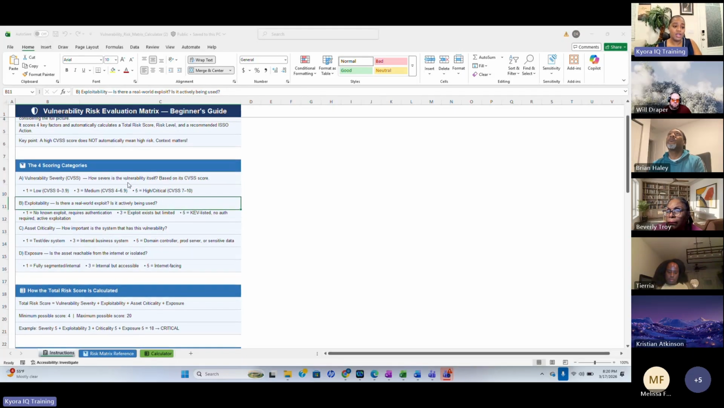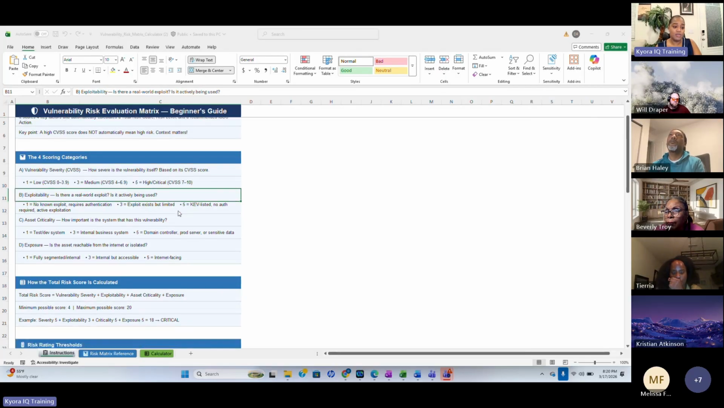So the four scoring categories are, first, the CVSS score, which asks how severe the vulnerability is based on the CVSS score. That is one area that we look at. And then exploitability, which is the KEV score. That's another area that we look at.